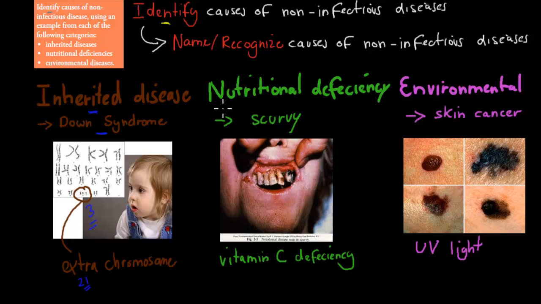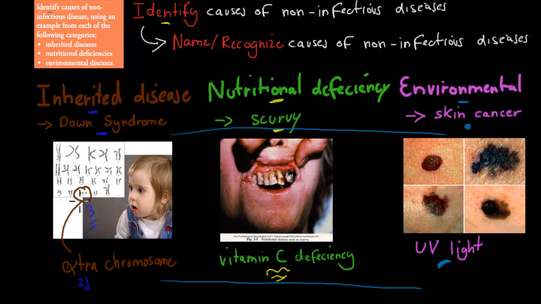Right? So the next one would be nutritional deficiency, which means you're lacking some kind of vitamin or mineral. In this case, scurvy would be an example of nutritional deficiency, and that would be due to someone not having enough vitamin C in their diet, and that would give them vitamin C deficiency disease or scurvy. Environmental would be something due to the environment, and skin cancer would be a good example. Skin cancer is due to UV light exposure. So if you're exposed to too much UV light, which comes from the environment, so the sun is part of the environment, that would give you skin cancer. So you need to know the causes, which are down here, and the diseases which are up there.